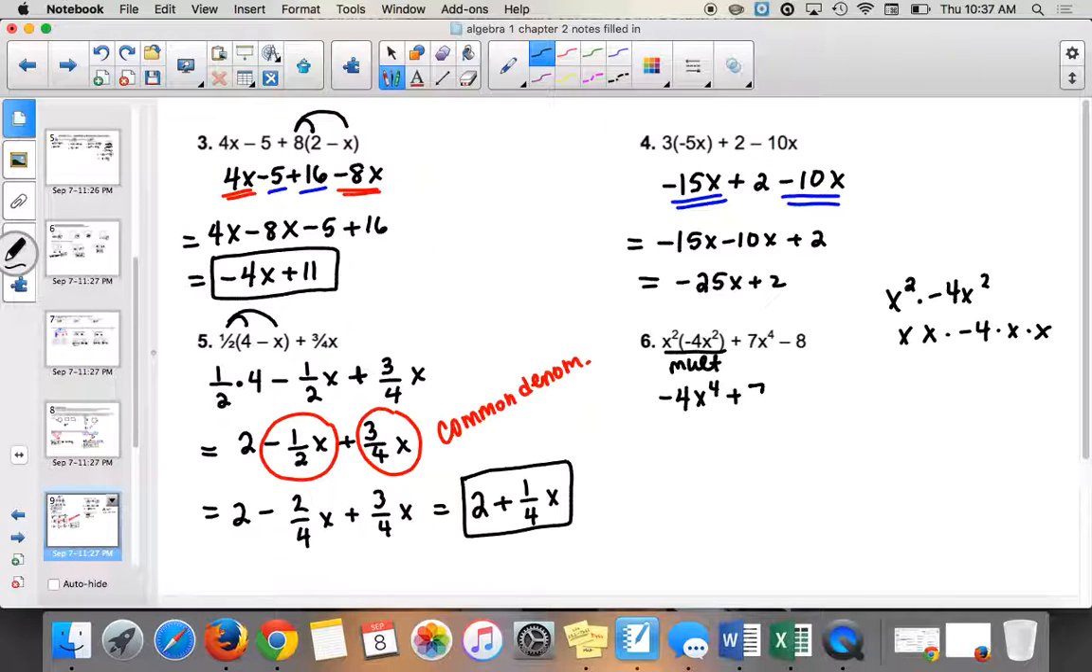So then I have plus 7x to the 4th minus 8. And now I see, oh yeah, I do have like terms here. I have negative 4x to the 4th, and I have a 7x to the 4th. So same variables, x's, same exponents on those variables. So if I combine this one and this one, what do I get?